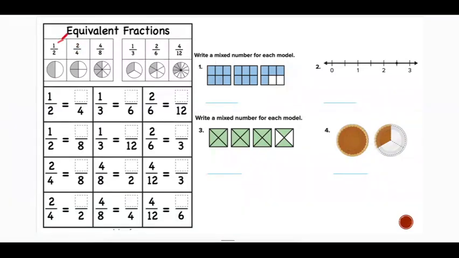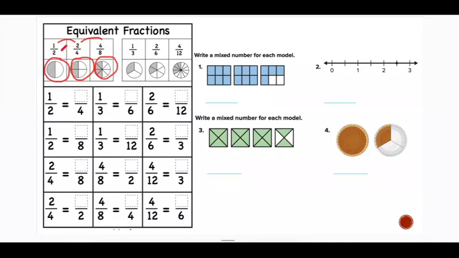1 by 2 is equal to 2 by 4, and 2 by 4 is equal to 4 by 8. It means that all these three fractions are equal to each other. Now, the numbers are different, so how are these fractions equal? Look at the diagram over here. 1 by 2 is a half, and 2 by 4 is again a half, and 4 by 8 is again a half. But what do these numbers have in common that makes them equal?